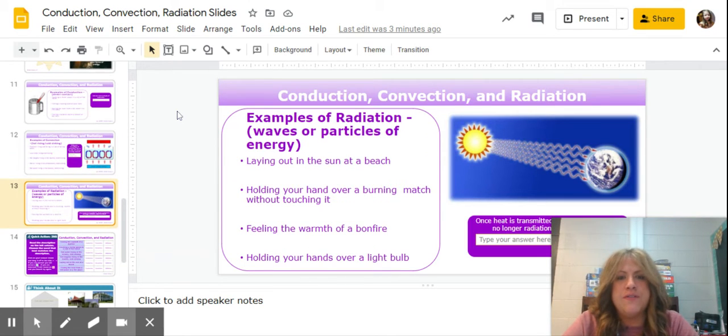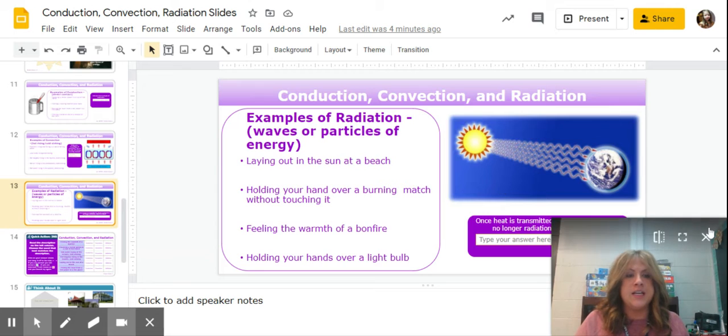So conduction, convection, and radiation. Examples of radiation, waves or particles of energy. This is examples of radiation. Laying out in the sun at the beach or at the pool, holding your hand over a burning match without touching it. Feeling the warmth of a bonfire, holding your hands over a light bulb, and you feel that heat. You're not actually touching the light bulb. If you were touching the light bulb, that would be conduction. But if you hold your hand over and you feel that heat, that is radiation.